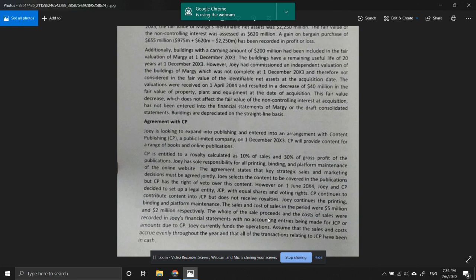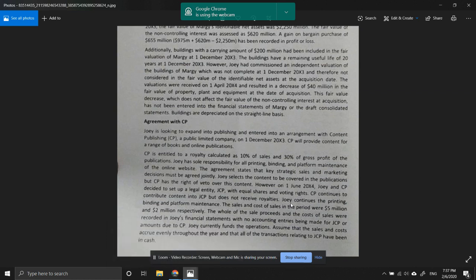The whole of the sale proceeds and the cost of sales were recorded in Zoe's financial statement with no accounting entries being made for JCB or amounts due to CP. Zoe currently funds the operation. Assume that the sales and cost occur evenly throughout the year, that all the transactions to the JCB should have been in cash. That means 5.